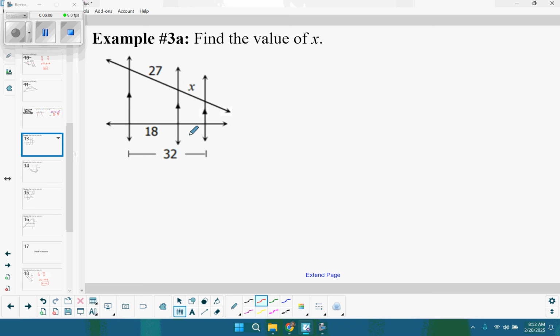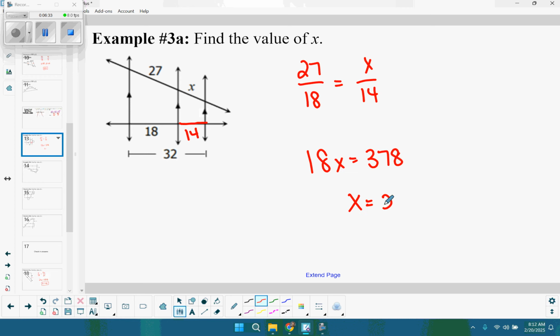So for example 3a, we know the whole thing is 32. We need to know this little chunk. So 32 minus 18 is 14. So now my fractions, the 27 can go over the 18 equals the x can go over the 14. So when we cross multiply, we get 18x equals 378 when I multiply 27 by 14. And when we divide by 18, I get x is 21.